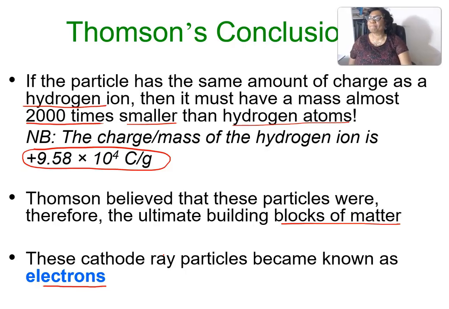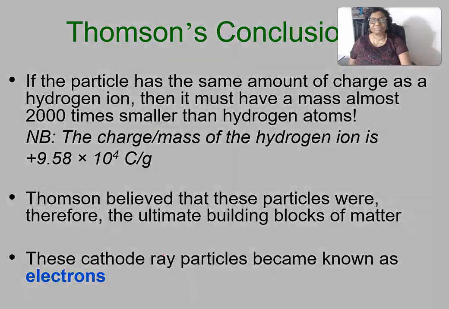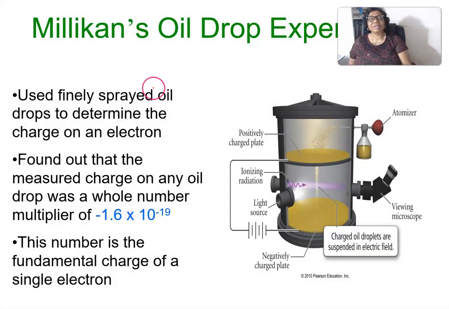From there, Millikan came up with his own investigation to find out the charge of an electron. And he conducted his experiment, which is known as the Millikan oil drop experiment. He used finely sprayed oil droplets to determine the charge on the electron.